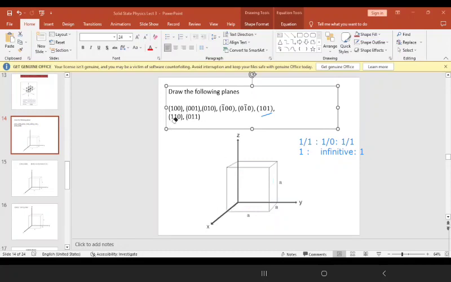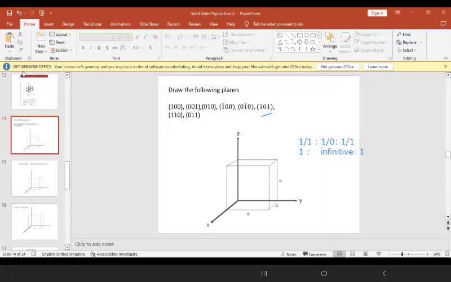The second one, 1, 1, 0. So we'll erase this one. 1 over 1 is 1, 1 over 1 is 1, and 1 over 0 is infinity. So now we can draw.